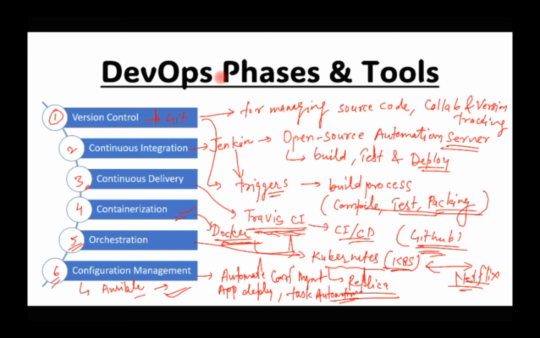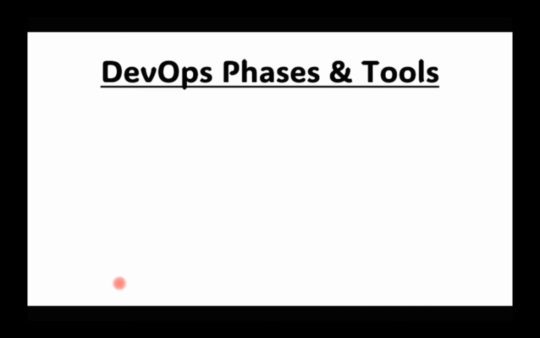So in short, Git is a version control system tool. Jenkins is a continuous integration tool. For continuous delivery, we have Travis CI. For containerization, we have Docker. For orchestration, we have Kubernetes, that is a container orchestration tool. And for configuration management, we have a popular tool, Ansible. Now let's talk about the next phases.